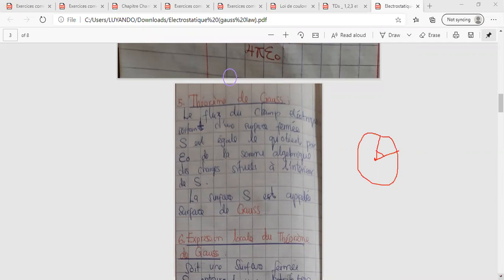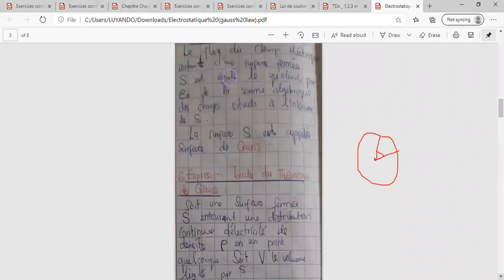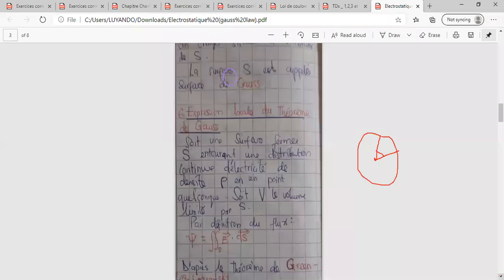So we have expression, look at the theorem de Gauss. Soit une surface fermée S entourant une distribution continue d'électricité, de densité rho, et un point quelconque, soit V le volume unité. Sorry, I had network problems, so I never got what you said during the theorem de Gauss.